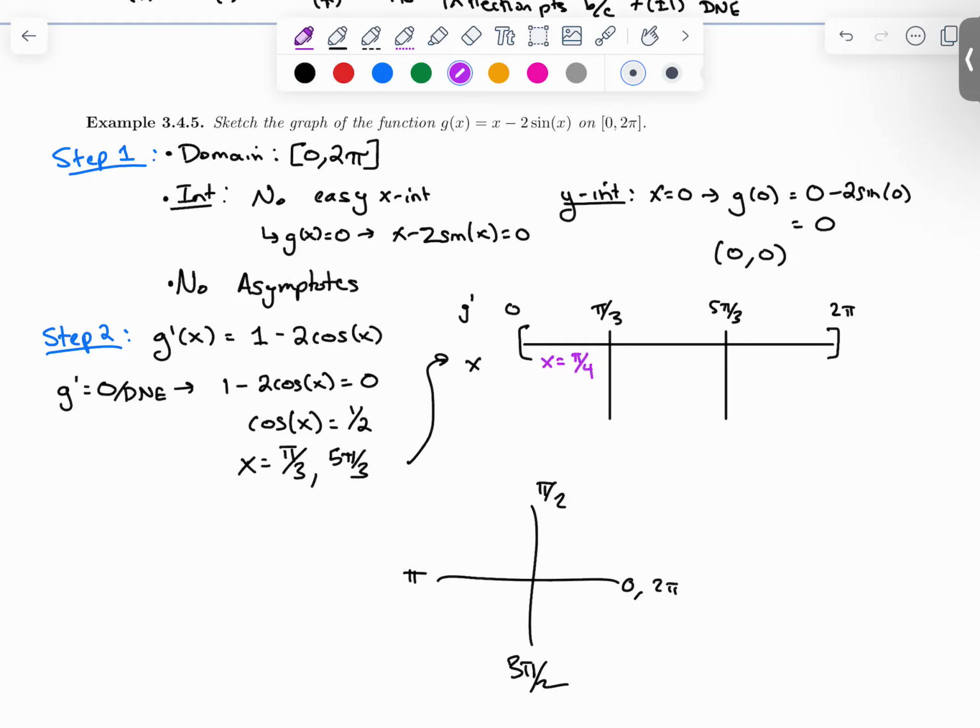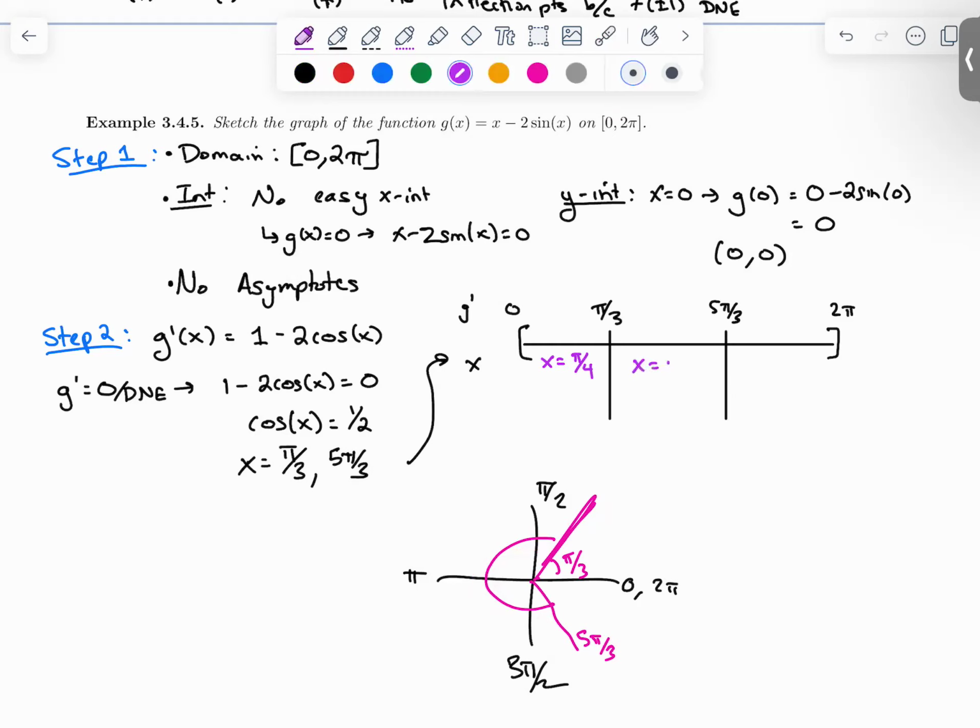So once again, this is pi over 3, and then 5 pi over 3 is down here. So for the middle section, we've got this whole thing. So let's use pi.